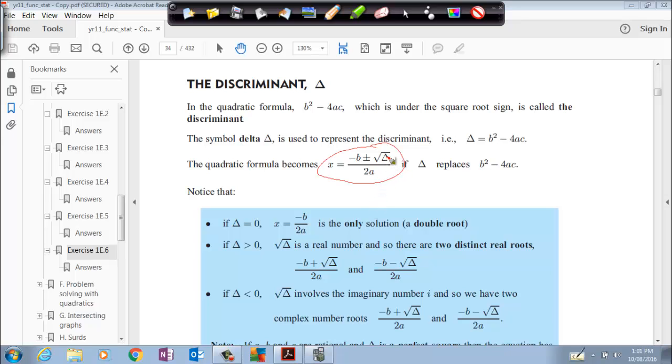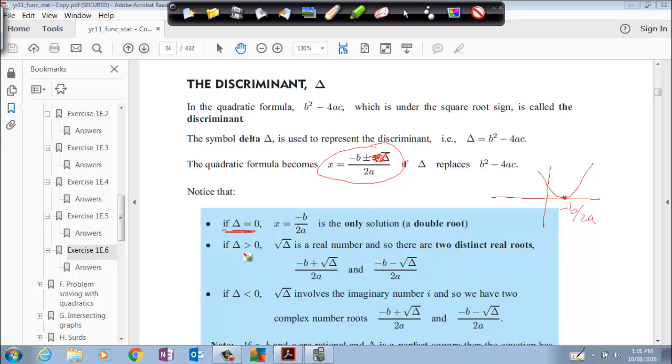Now, there's three possibilities for the discriminant. If it's 0, then that'll wipe this out, and you'd have no plus or minus, and you just have minus b on 2a. So you have one solution, they call a double root, because quadratics have two roots, but it's the same solution, and that refers to the touching case, when the quadratic comes down and touches one place, and that would be minus b on 2a.